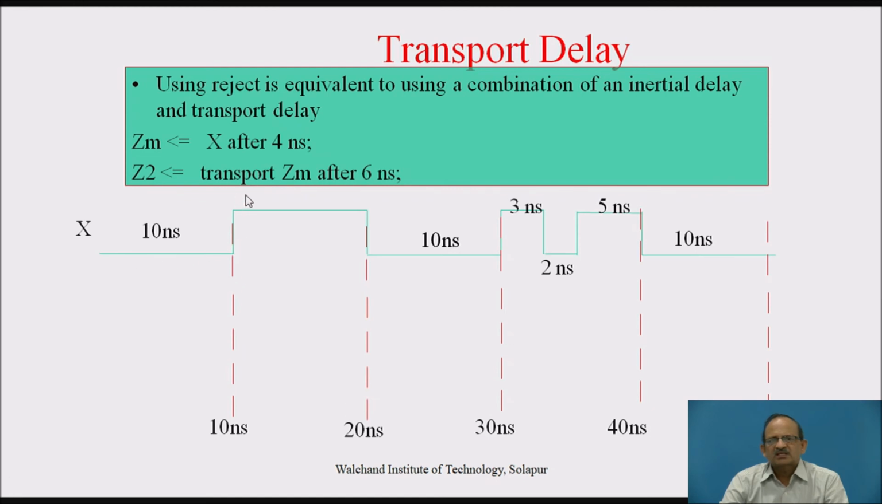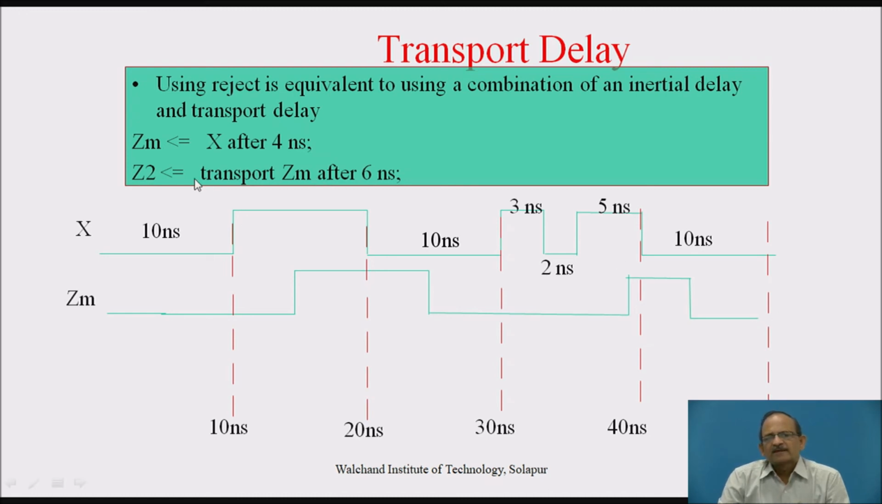So once again, we have taken the same input signal x. Now what will happen with the first statement? This x will be assigned to Zm, but any pulse shorter than 4 nanosecond will be rejected at the output. So this pulse is not going to appear, and therefore the output will look like this. But the delay specified is now 4 nanoseconds, not 10, so this will be delayed by 4 nanoseconds. So it means at 39 nanosecond it comes up, and this is how your output Zm will look.